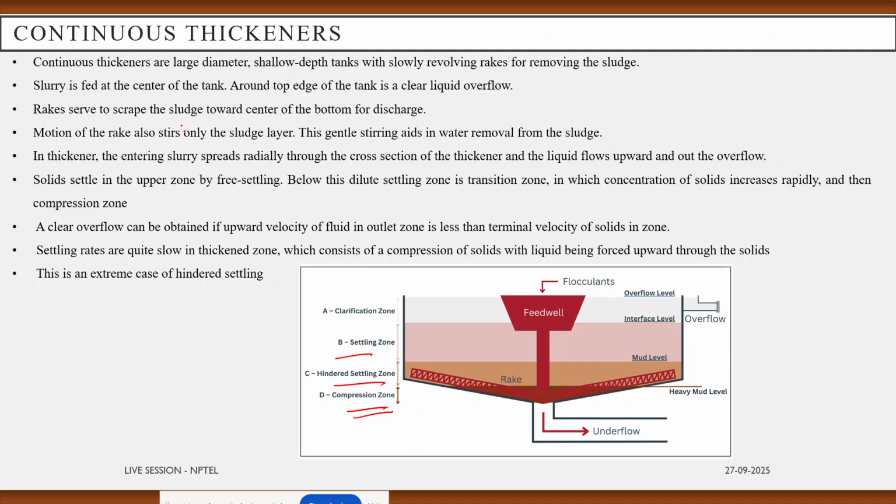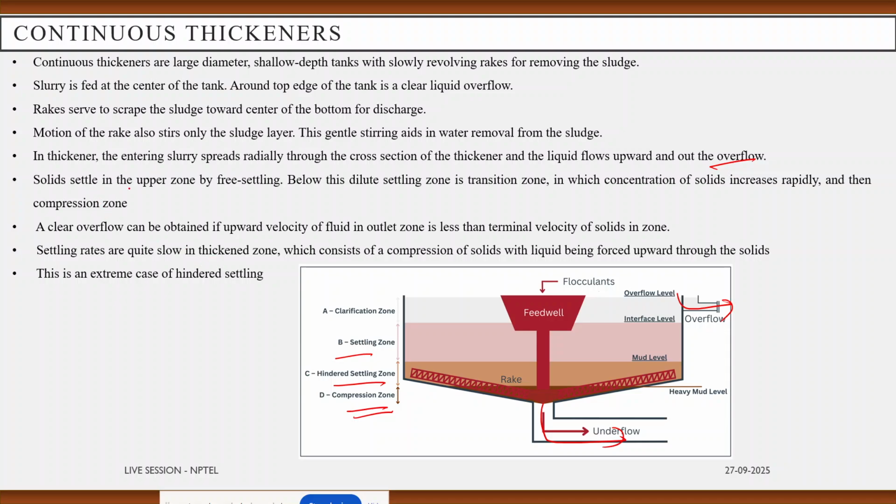The rakes here serve to scrape the solid sludge towards the center so that we can collect the sludge as underflow. The motion of the rake also stirs only the sludge layer. This gentle stirring aids the water removal from the sludge. In the thickener, the entire slurry spreads radially through the cross section of the thickener and the liquid flows upward, and the overflow is collected.